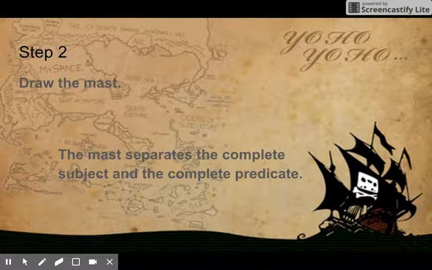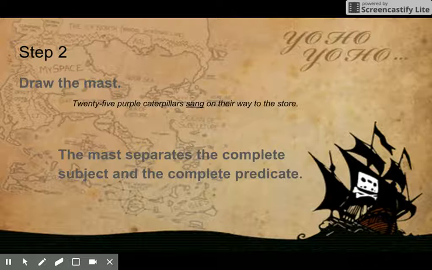Then we get ready to find our next step. Step 2 is draw the mast. This means we place a line or a mast between the complete subject and the complete predicate. Our verb is sang, and the verb, or what's happening, belongs in the predicate. It needs to be in the predicate. We usually draw the mast before the verb or verb phrase. In this case, the mast will be between caterpillars and sang.